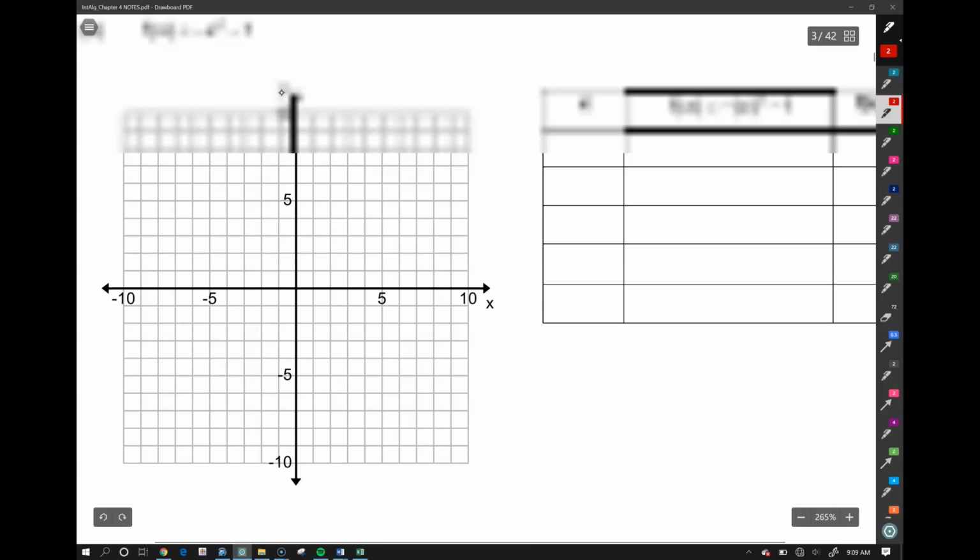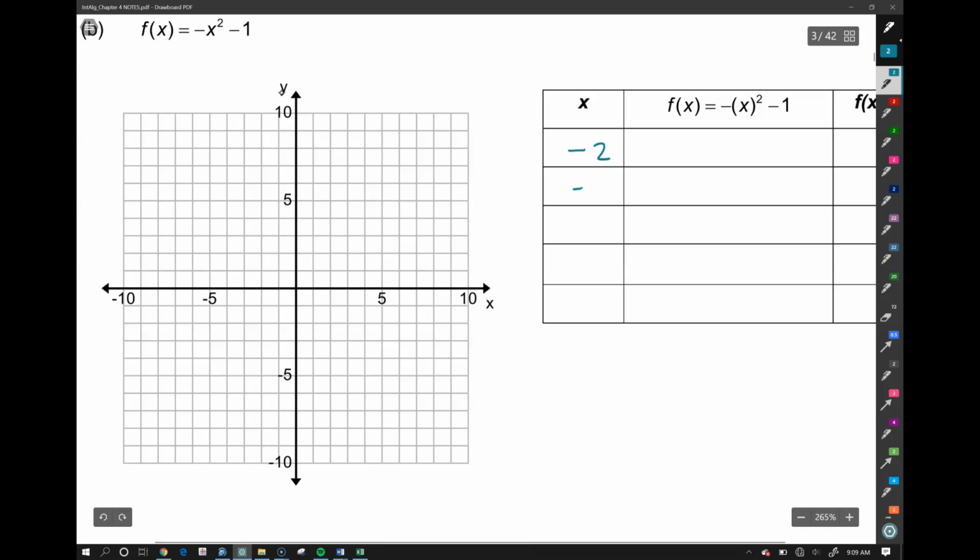All right, so I'm going to pick a couple easy numbers for us. Ideally, I picked the easiest ones to compute. We'll see what the graph should look like. So I have negative of -2 squared minus 1. So that's -4 minus 1.